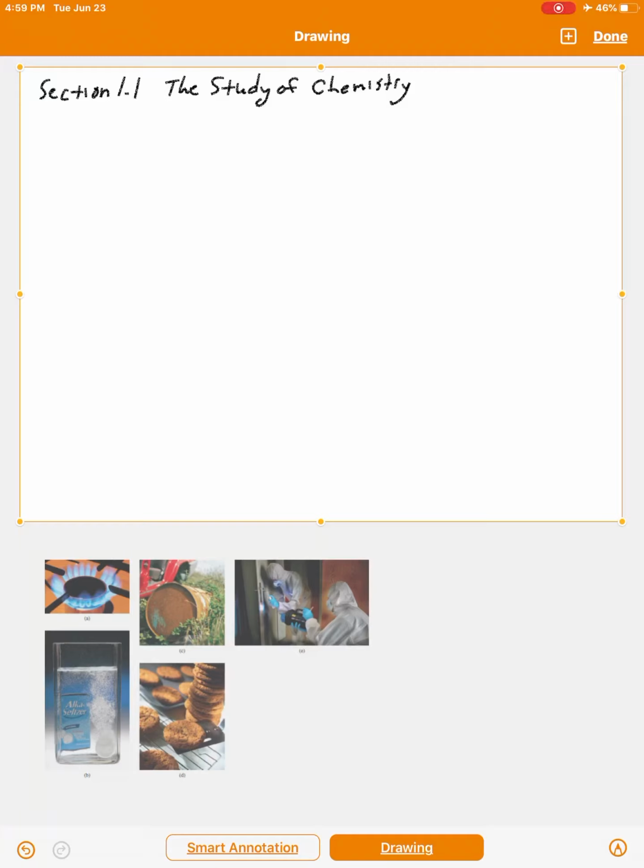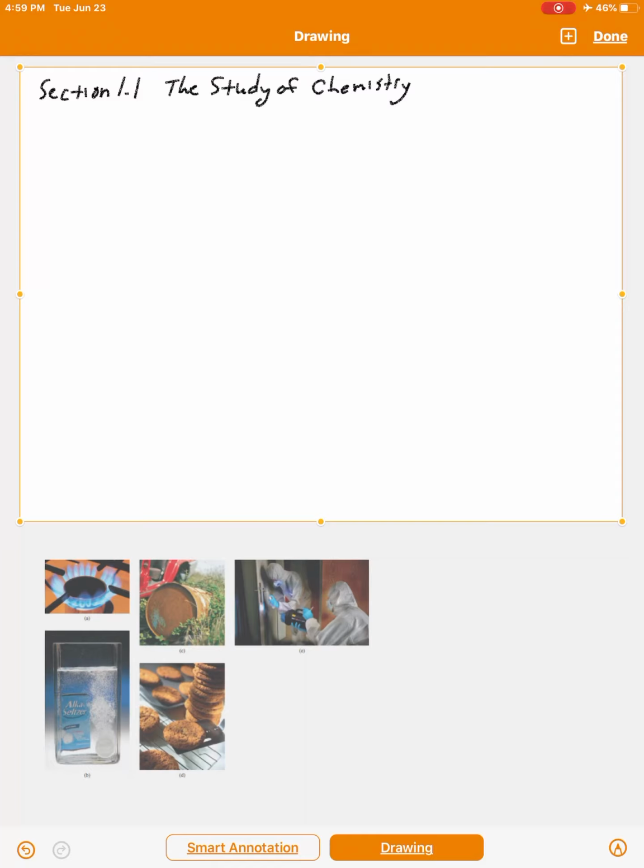Okay, this is section 1.1, the study of chemistry. So this is the introductory section to the textbook, really. And so you're going to be studying all sorts of aspects of chemistry in this course. There's a lot of terminology that you'll have to get used to or become familiar with.